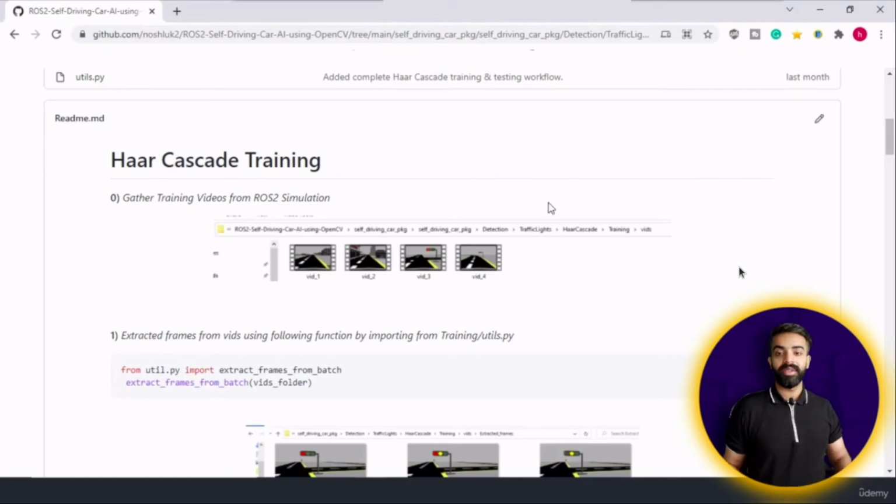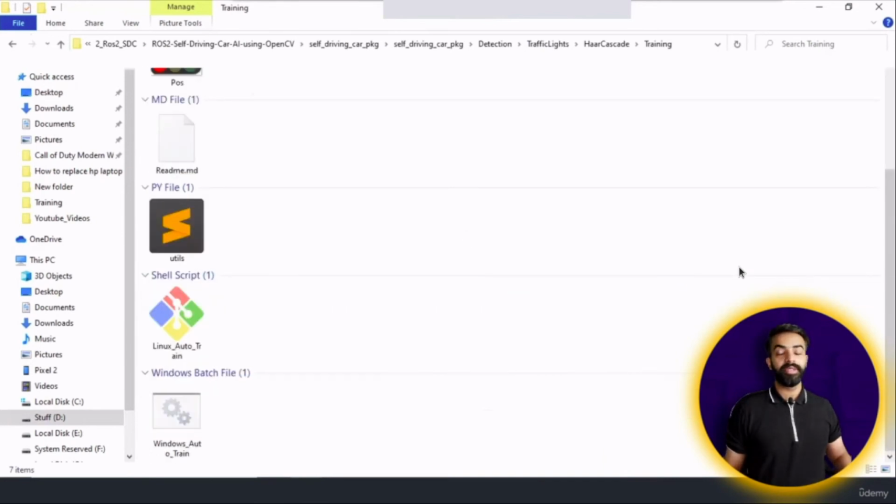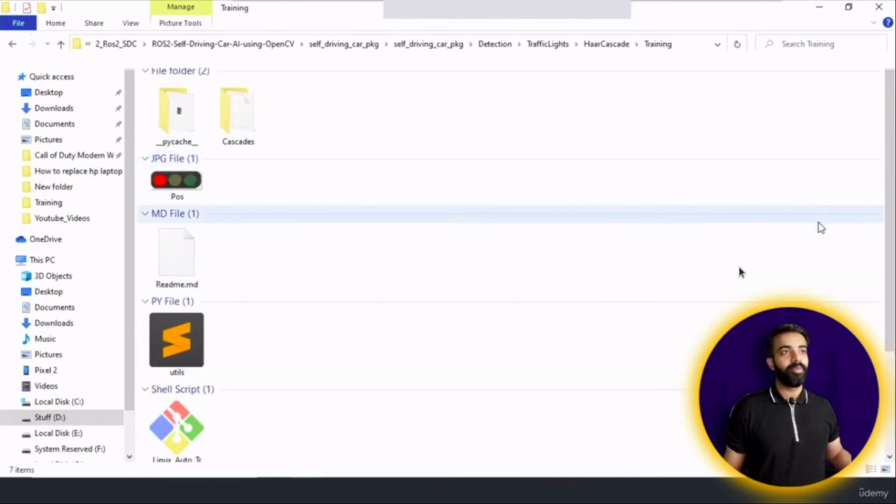Now, for the ROS2 simulation, obviously, we need to move to the Linux platform. And from those, we need to run up the ROS2 simulation and gather videos from that. And once we have gathered videos, we'll copy those videos and then move on to the next step. So I've already taken those videos, and they are stored inside the videos folder. But at the moment, if you move to the training directory, right now, we don't have any videos folder. But I will just simply copy the videos folder right here.